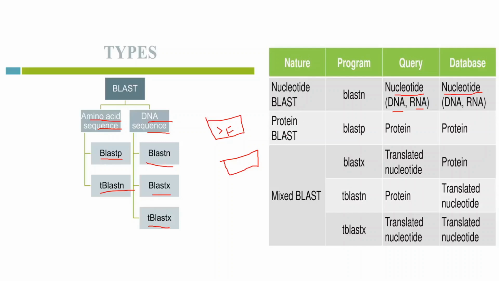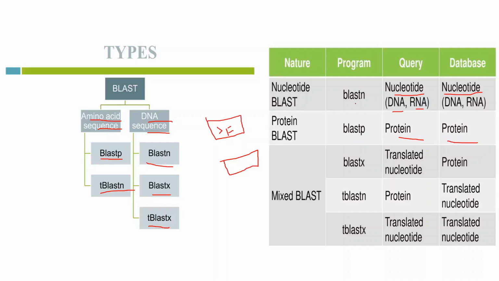The second one is BLASTP. This is the simplest form of BLAST. In BLASTP, the query sequence is protein and the database is also protein. So in the case of BLASTN both are nucleotide, and in the case of BLASTP both are protein.